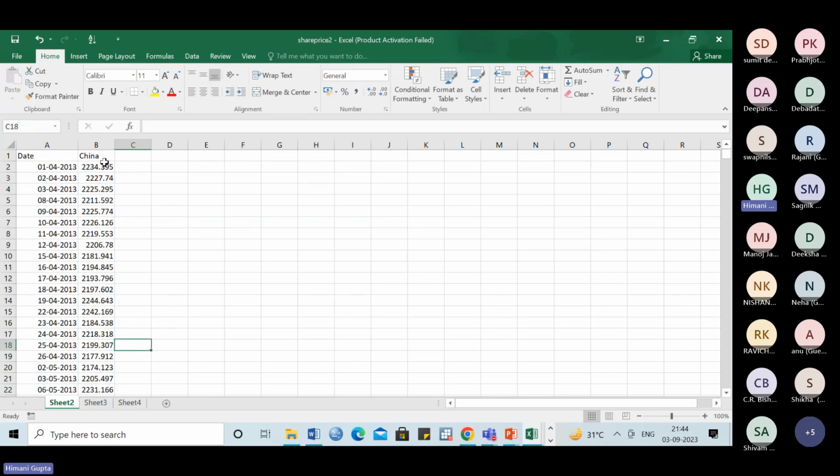Dates are given and the China stock prices are given. See, in each and every country, your stock market operates on different dates, or I can say in each and every country, holidays vary. If in my country I have 15th August as a holiday, it's not compulsory that in China, the US, or Australia also, 15th August will be a holiday. Or I have a holiday on Diwali, but China is not necessarily having a holiday on Diwali.